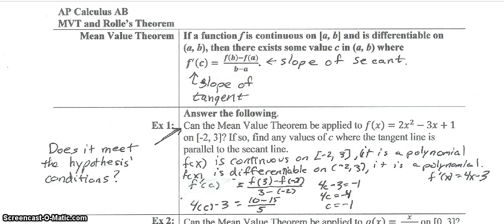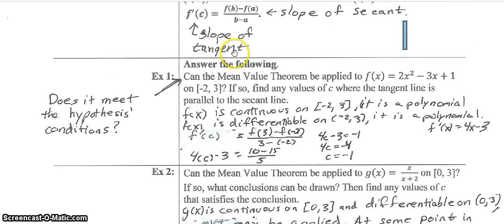So taking a look at the first example, okay, read through it. First we've got to see, does it meet the hypothesis? Does it meet the conditions? Is this polynomial, quadratic, continuous? Yes, of course, it's a polynomial. Is it differentiable? Polynomials are always differentiable on the entire line, from negative infinity to positive infinity. So that means that we can use the mean value theorem.